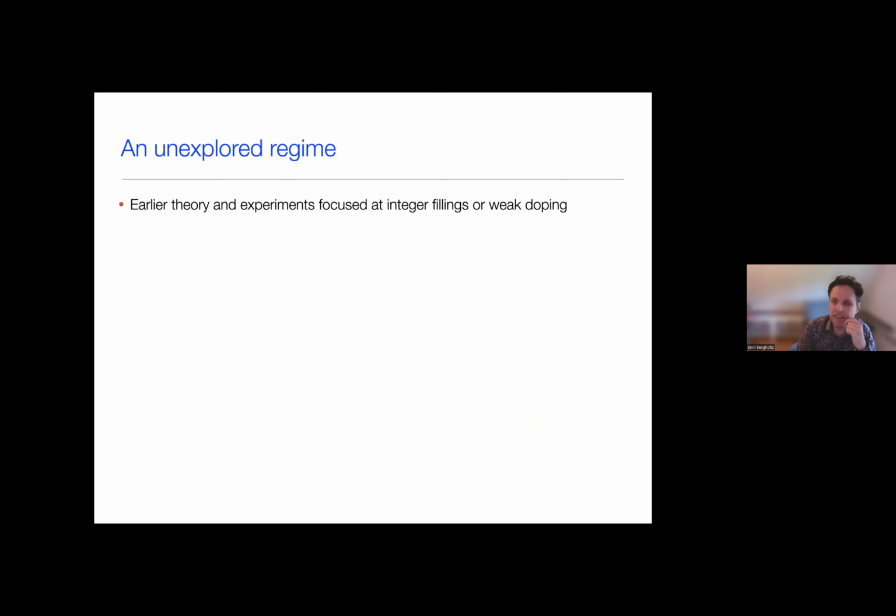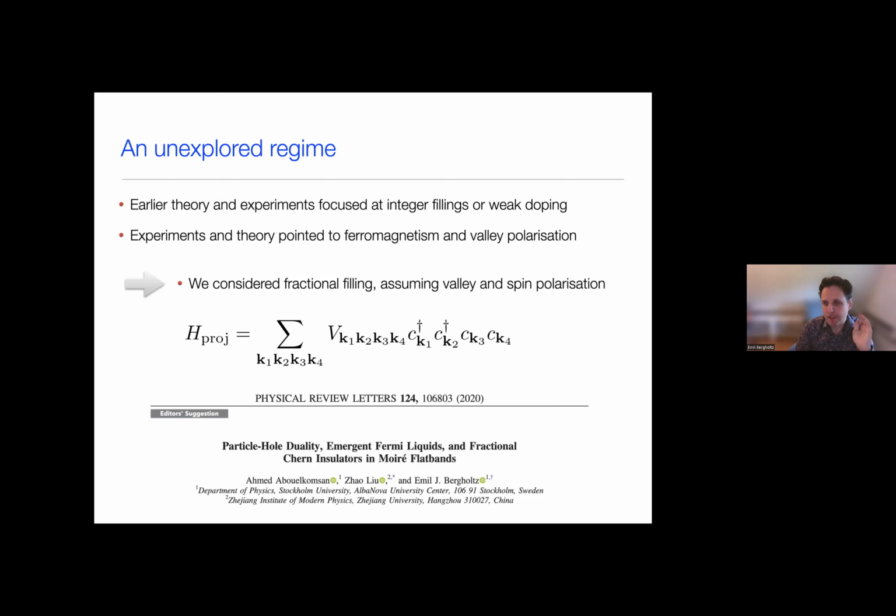So there is an unexplored regime of these systems, at least when we started looking at this a couple of years ago, because earlier experiment and especially theory focused essentially on integer fillings or weak doping. And experiments and theory pointed to ferromagnetism and valley polarization, so that was very promising for us and led us to study the problem of one band which is assumed to be valley and spin polarized.